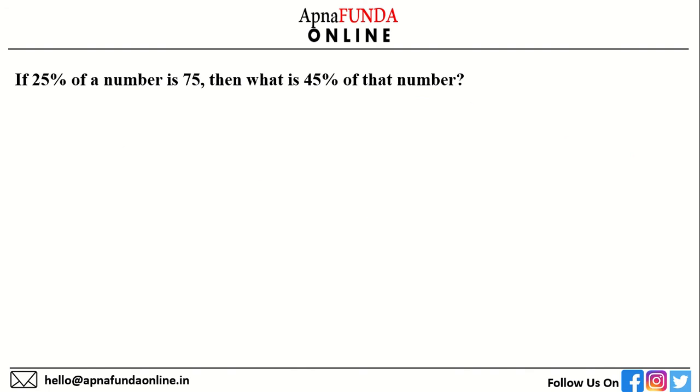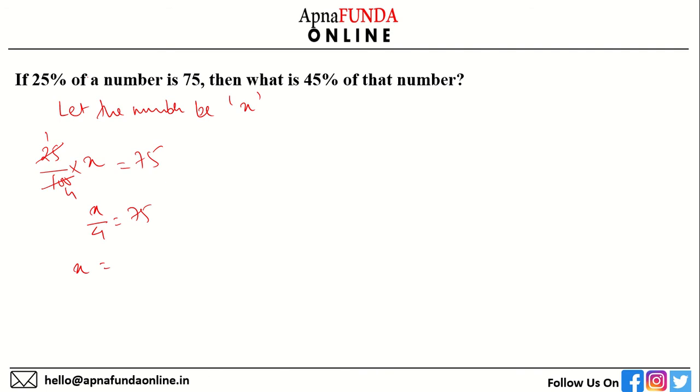Next question. If 25% of a number is 75, then what is 45% of that number? So we need to assume a number. So let the number be x. 25% of x gives me 75. So x by 4 gives me 75. So x is 300. This is what we have got.